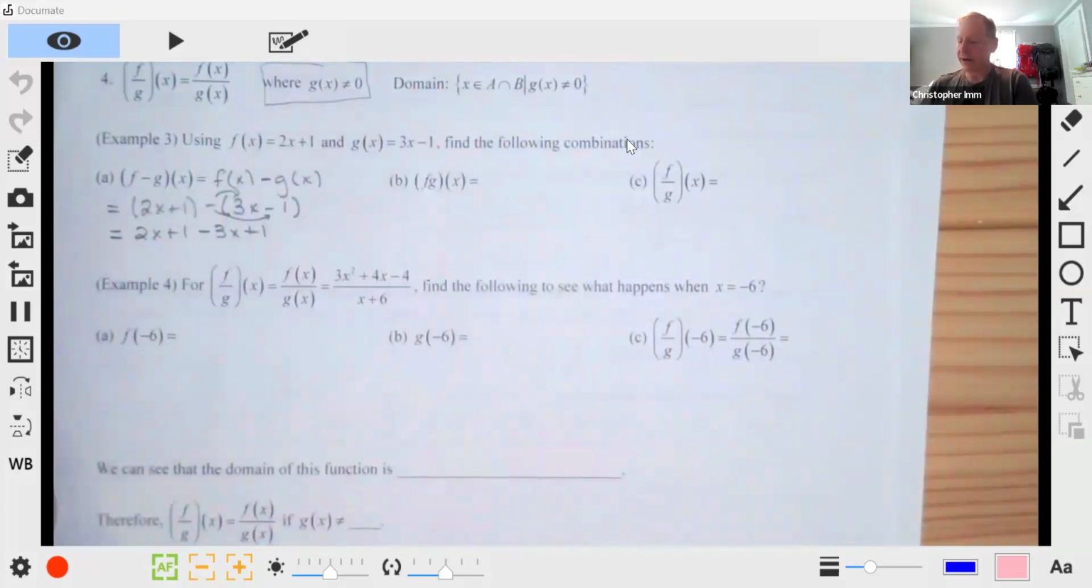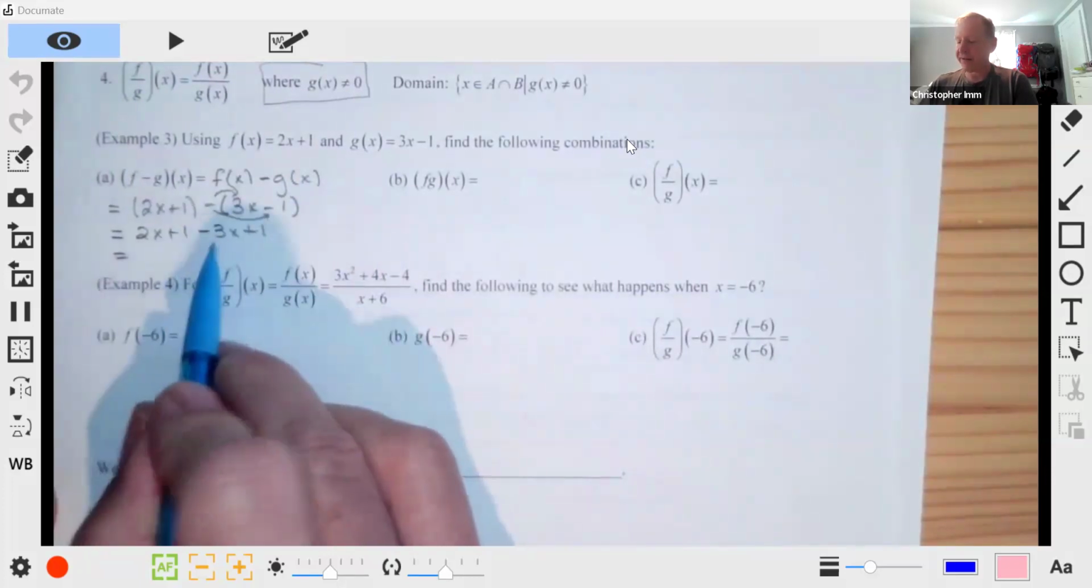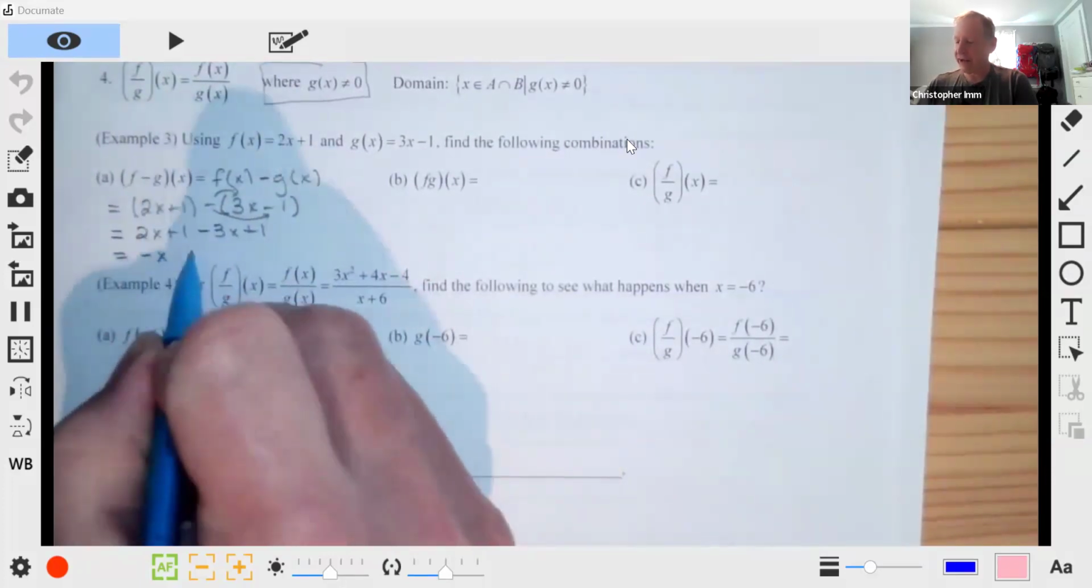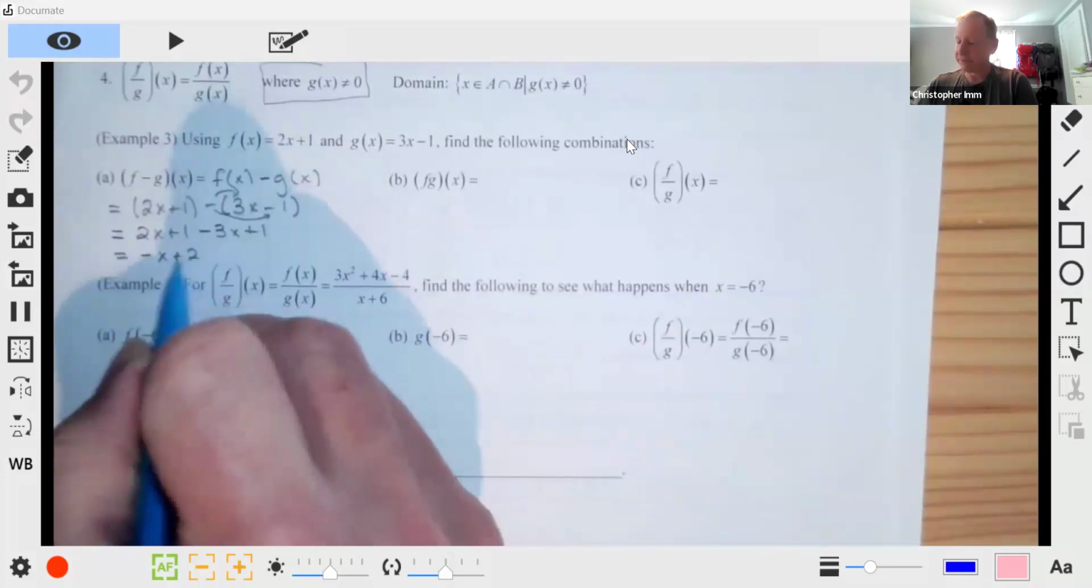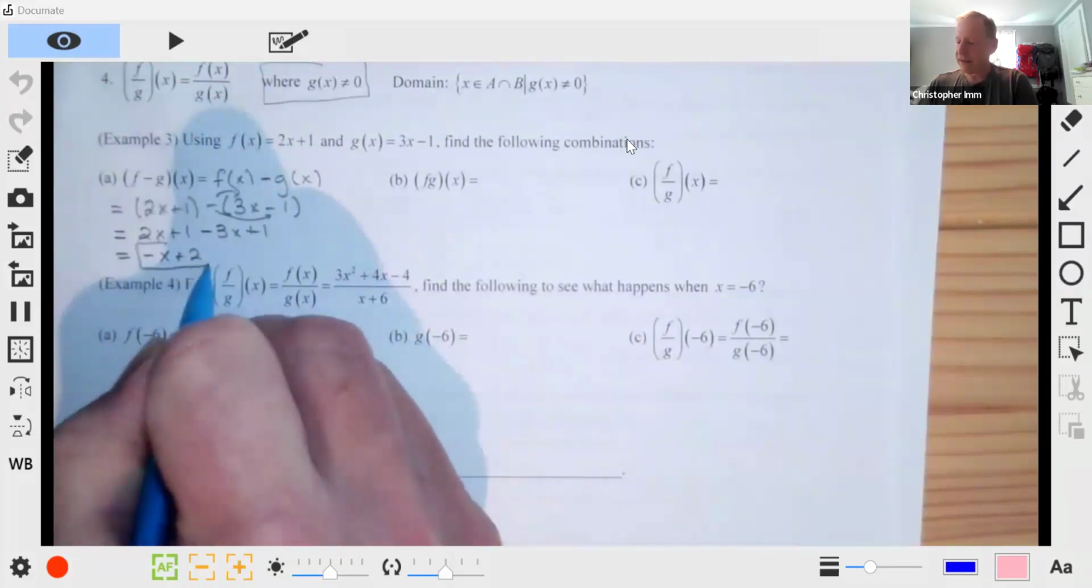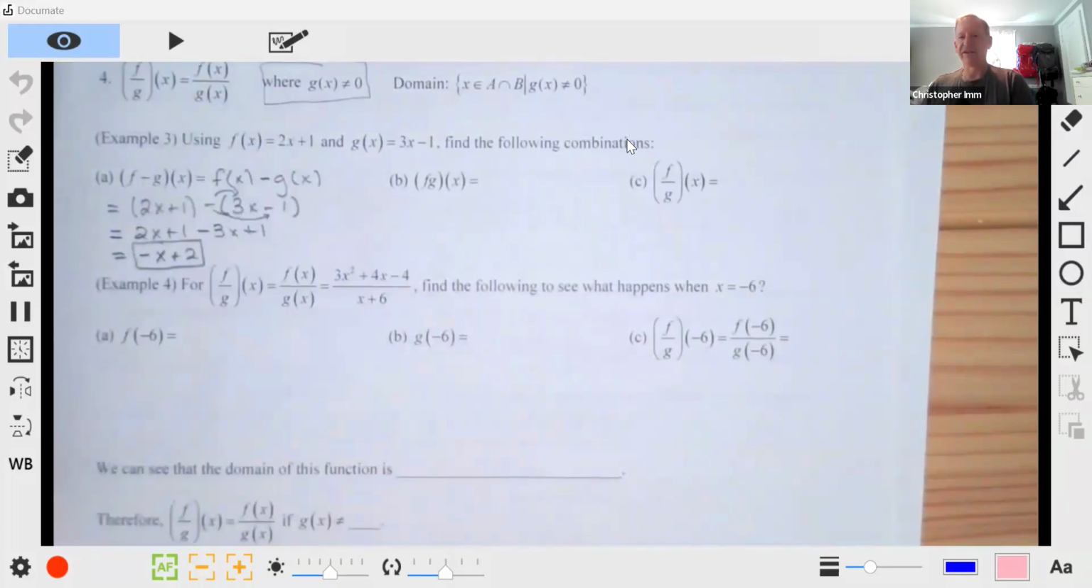That's the tricky part. And now finally I can combine these together. 2x minus 3x is negative x, and 1 plus 1 is 2. So combining these functions by subtraction, we get negative x plus 2 as a new function.